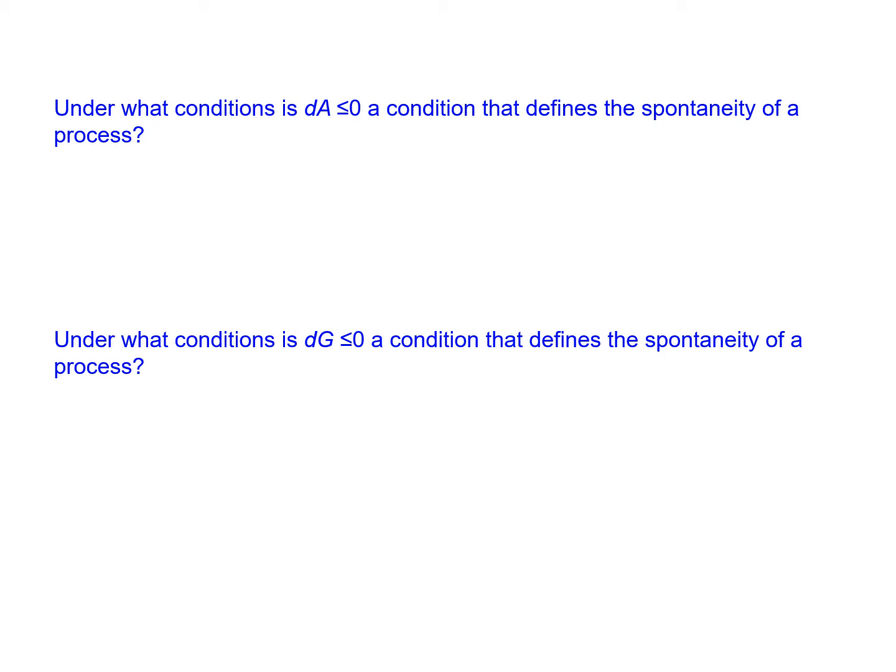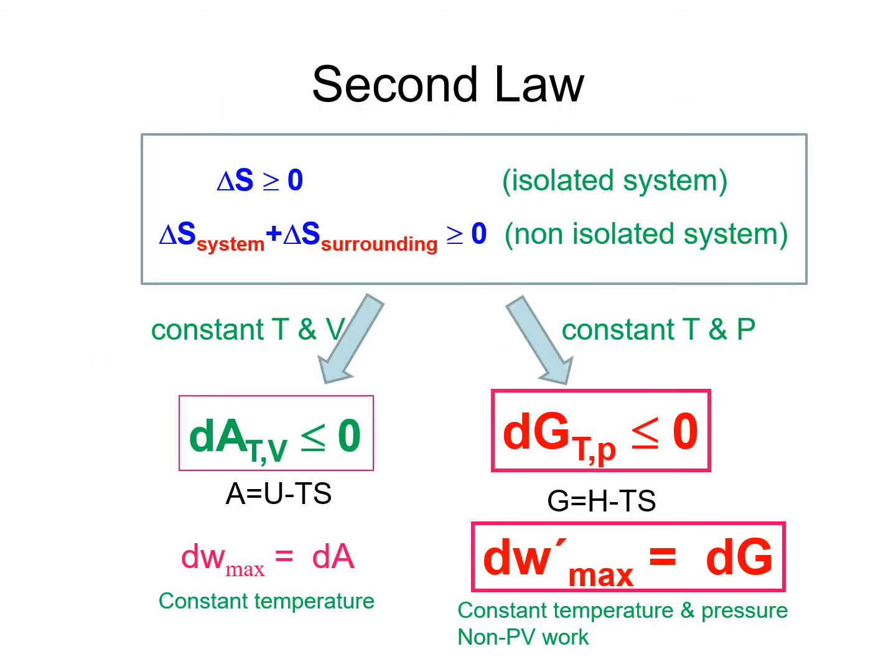Question 1 and 2 are both about the conditions for spontaneity using Gibbs energy and Helmholtz energy as criterions. To answer these questions, we need to go over the second law. The second law says, in an isolated system, the entropy should increase for a spontaneous process. For a reversible process, the entropy does not change.